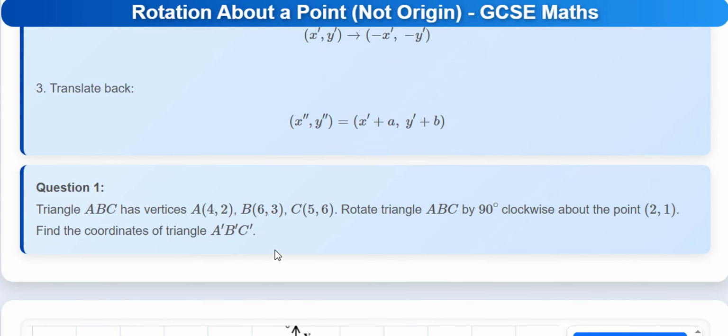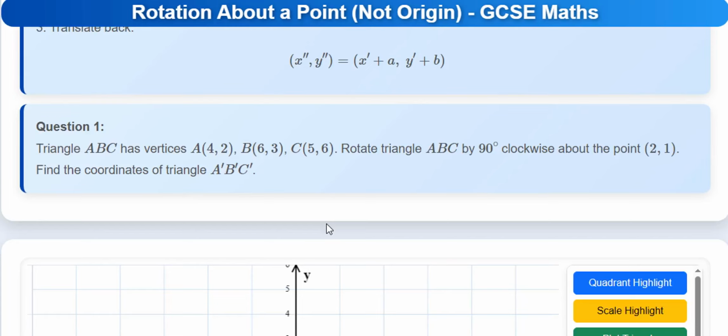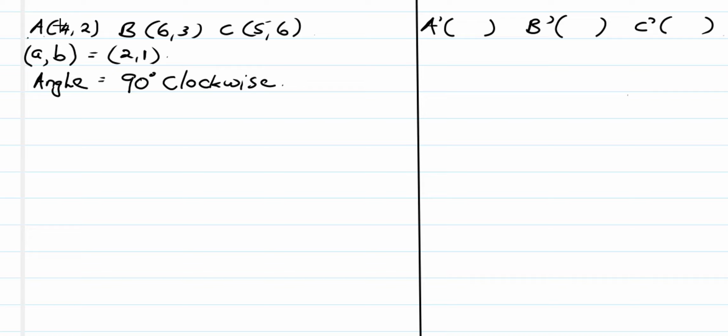The first step, as usual, is to copy all the information we have on the board. So let me do so. We have the original coordinates, which are for point A, this will represent x, this is y. For point B, this is x, this is y. Point C, this is x, and this is y. And then we have the center of rotation, which is (2, 1), where 2 is a and 1 is b. And then we have the angle of rotation, which we are told in the question is 90 degrees clockwise.